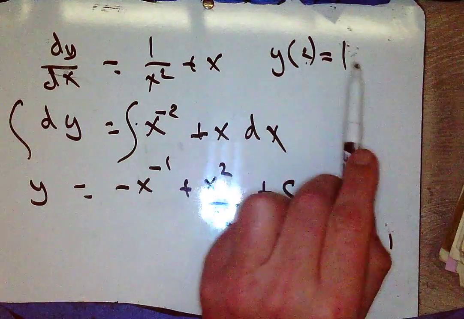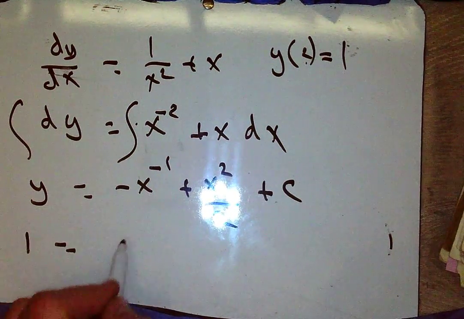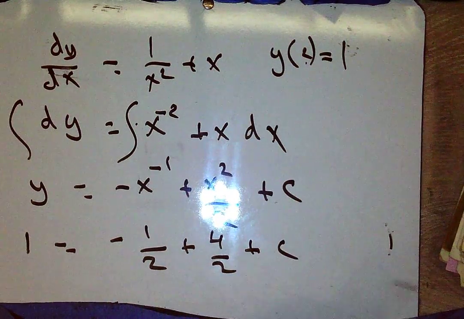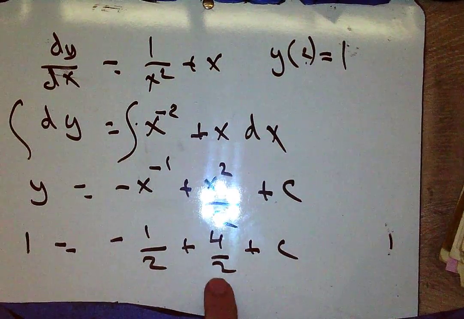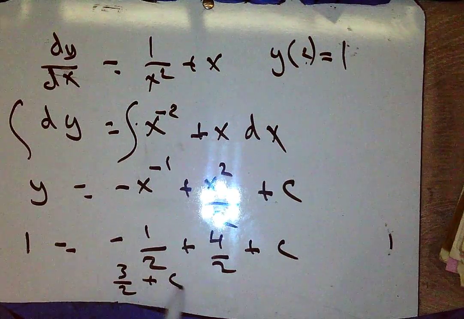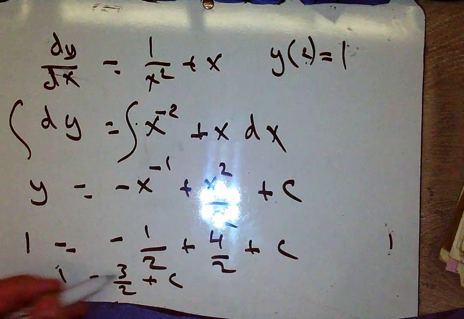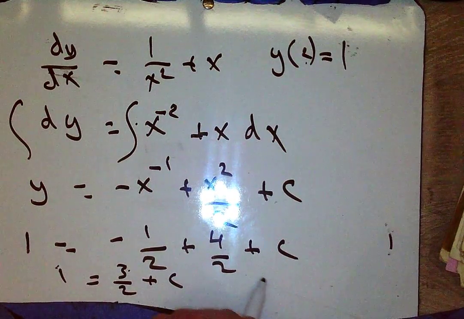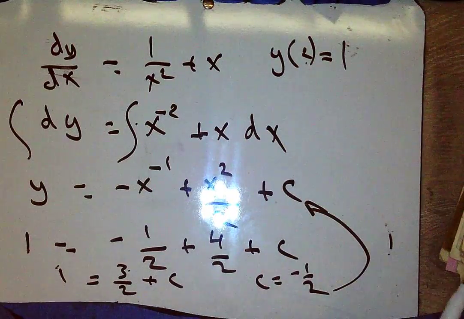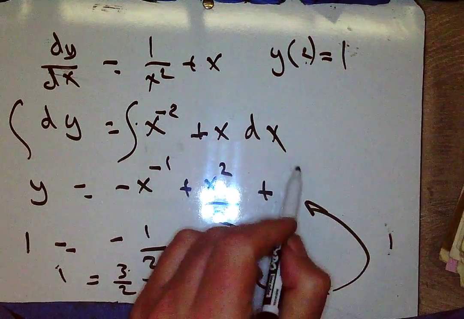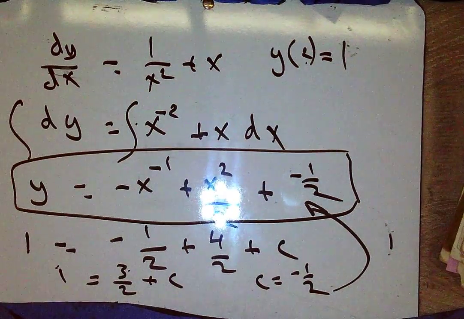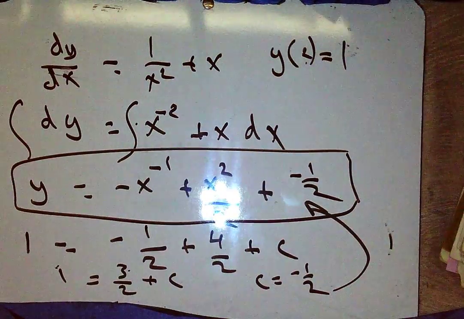So now I'm going to plug this in for x and this in for y. Okay, so 4 halves minus 1 half is 3 halves. 2 halves minus 3 halves is negative 1 half, so c is negative 1 half. And we can plug back in here. And there's our antiderivative, our particular solution to the situation.